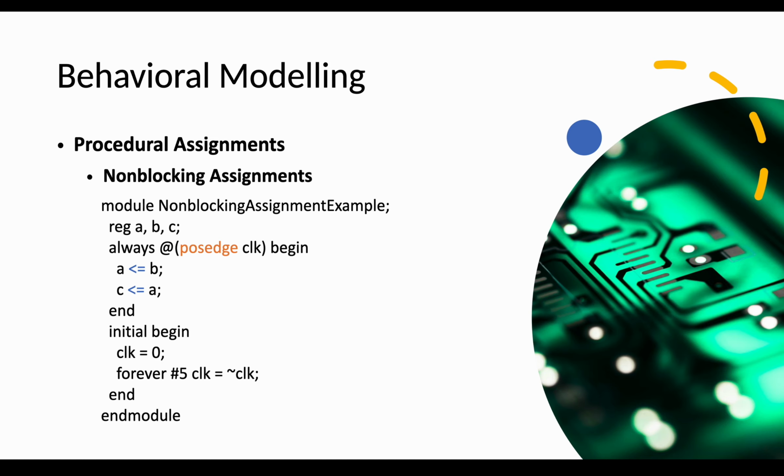So initial begin clock equal to 0. Forever is another looping statement that is available in Verilog. We will discuss that later. Forever #5, I am giving 5 time unit delay, then clock is equal to negation of clock. This is a simple example of giving the value of a register to another register.